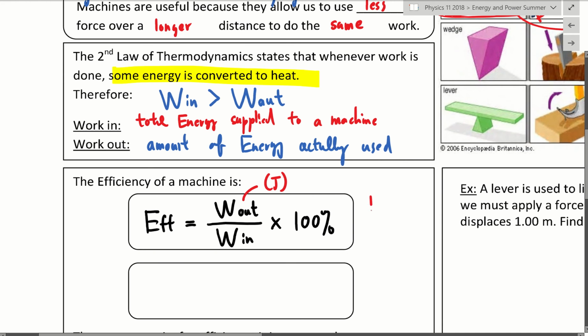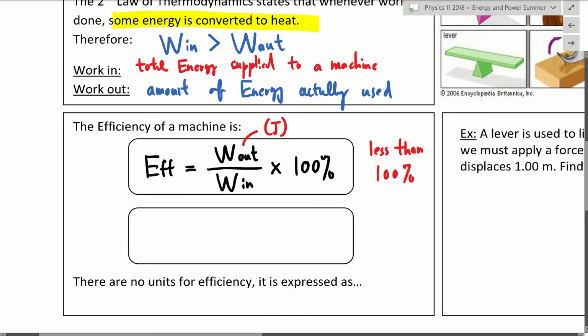Now this will always be less than 100% because no machines are perfect. So if you need to convert energy from one form to another, you're never going to get 100% conversion.